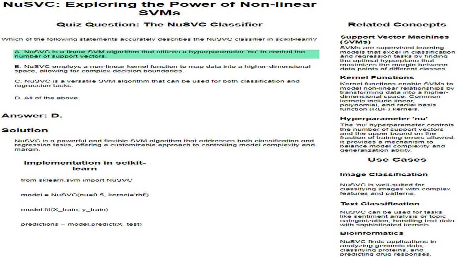A. NuSVC is a linear SVM algorithm that utilizes a hyperparameter nu to control the number of support vectors. This statement is partially correct. NuSVC does utilize the nu hyperparameter, but it's not limited to linear SVMs. It can also work with nonlinear kernels.